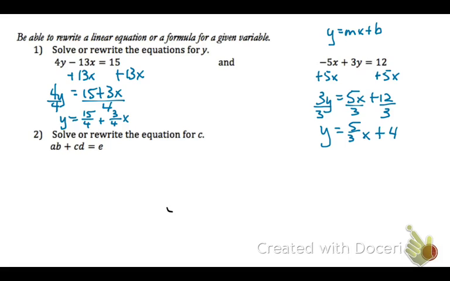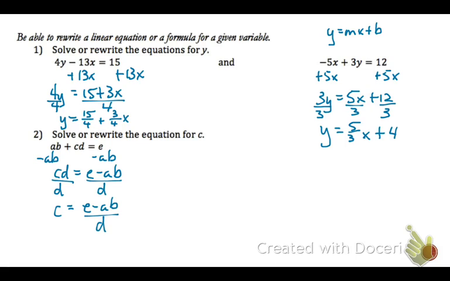Number 2, we want to solve or rewrite this equation for c. This is a formula, so you just look at what's happening to c and you undo it. We're going to subtract ab from both sides. We don't know what those variables stand for, so we can't combine them with e. We just subtract them. Then we're going to divide by d, because right now it's multiplying by c. So c equals e minus ab, all divided by d.